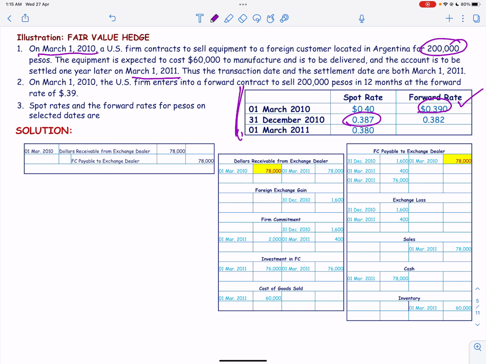So first, the US company will record the forward contract to sell 200,000 pesos. So dollars receivable from exchange dealer is debit and foreign currency payable to exchange dealer is credit by the same amount. This will be posted in the T account over here, and please note that the receivable is the fixed amount in this example, as the company entered into the forward contract to sell pesos. The payable is the forward contract, and we will look into the changes in this account.